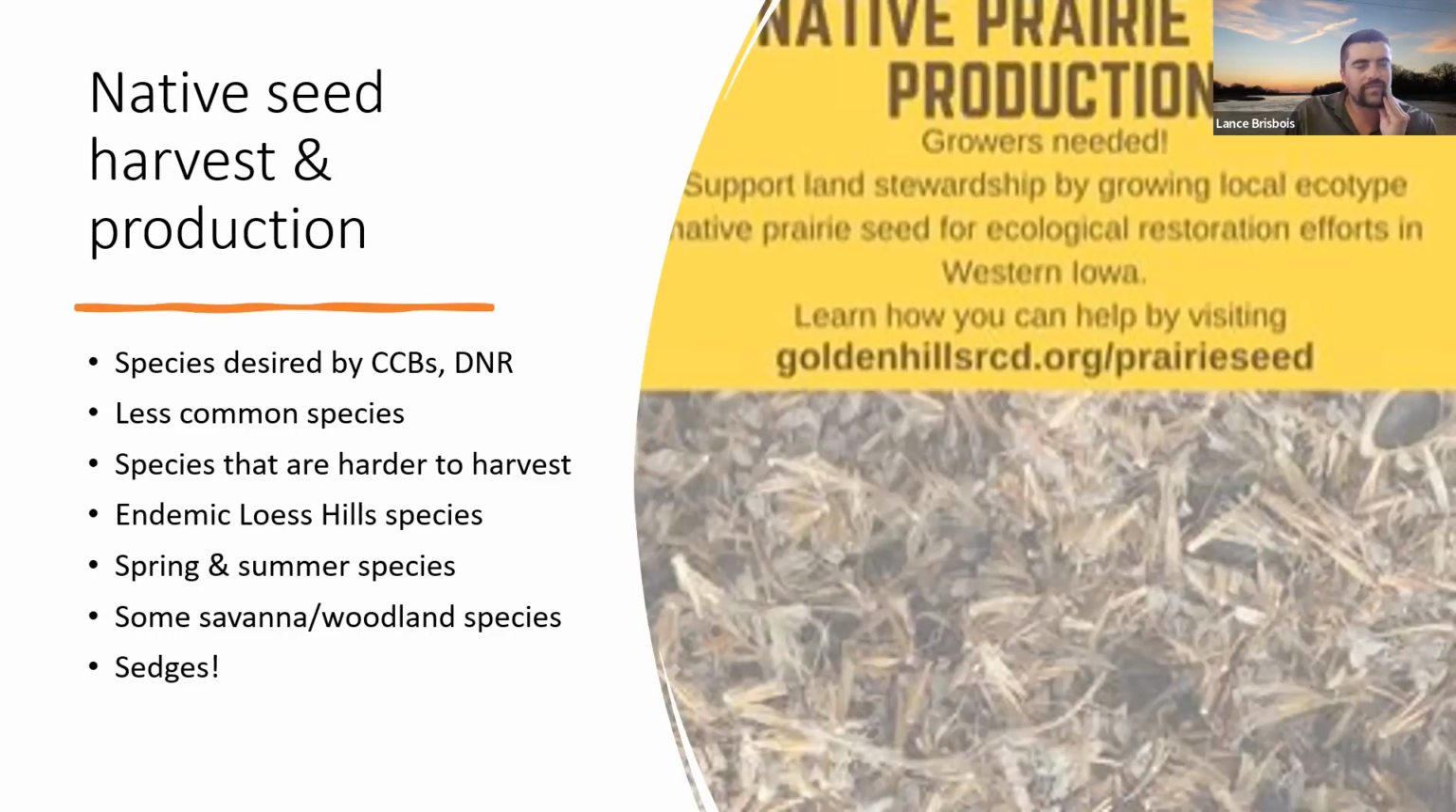So for the seed harvest in the past, we've primarily gotten whatever we can. But for the seed production, we're going to be more targeted. So species that the county conservation boards or DNR have said that they really want more of, and also any of the species that are harder to find or to harvest.